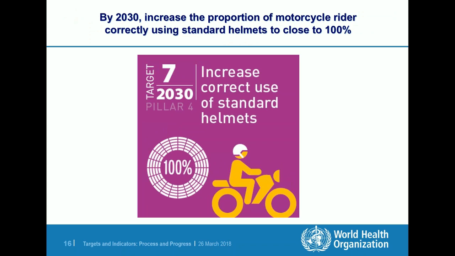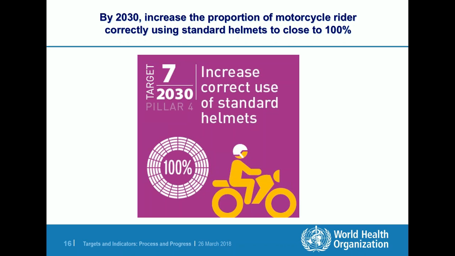Target number 7 refers specifically to the need to increase by 2030 the proportion of motorcycle riders correctly using standard helmets, and to ensure that this number is close to 100%. Member states were quite clear that this should be a priority in countries where the number of motorcyclists, or people using motorcycles as a primary mode of transport, is high. And the reason why 100% was established as a target was because member states felt there should be no reason why this should not be achieved now, and that helmets tailored to the needs of different environments are available.